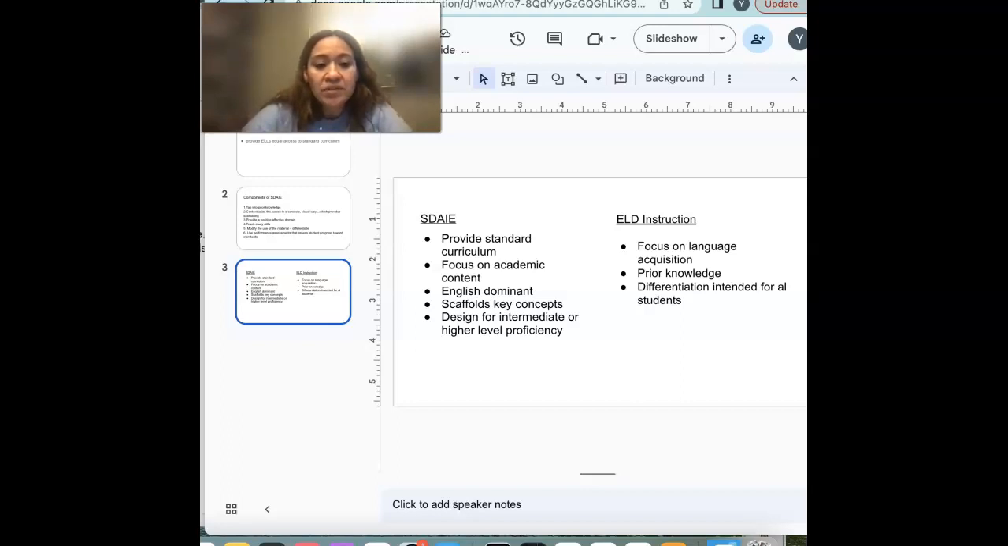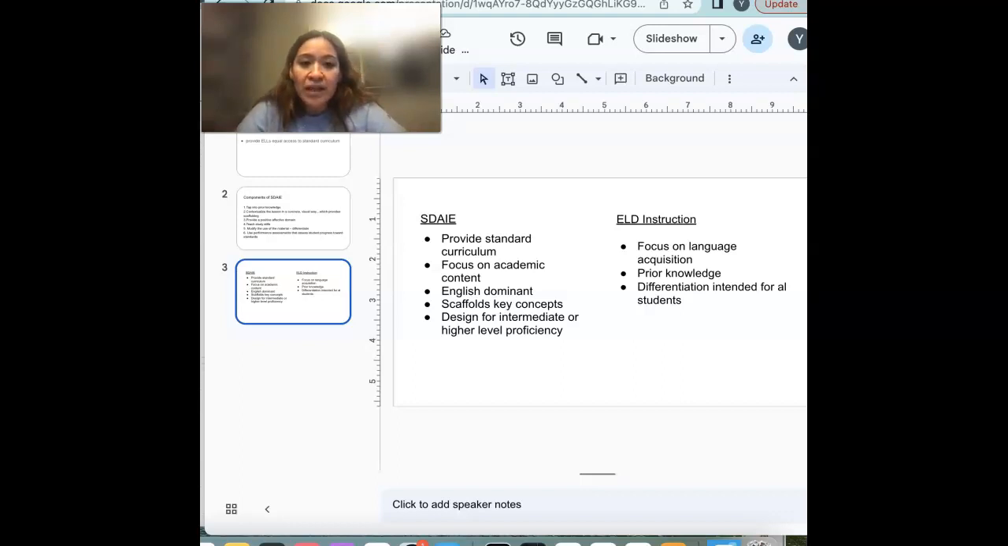Some important steps to consider when planning a SDAIE lesson include academic language, active learning, integrating strategies like realia, visuals, and graphic organizers.